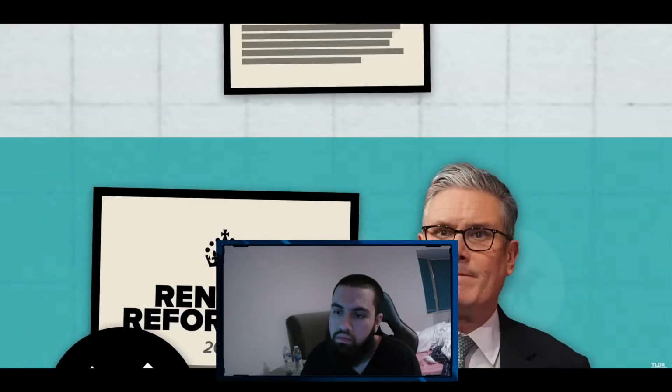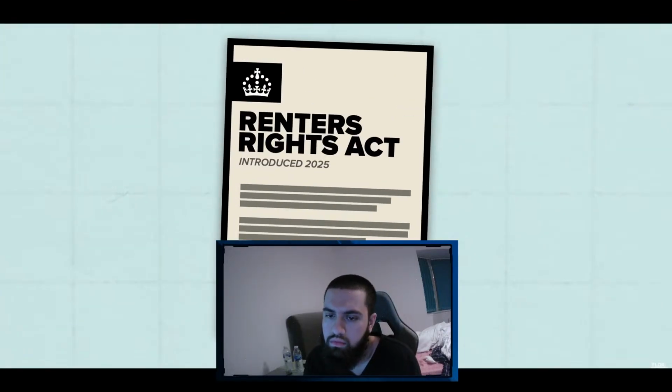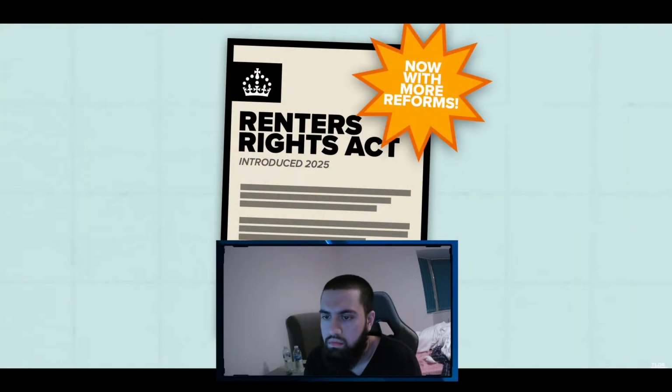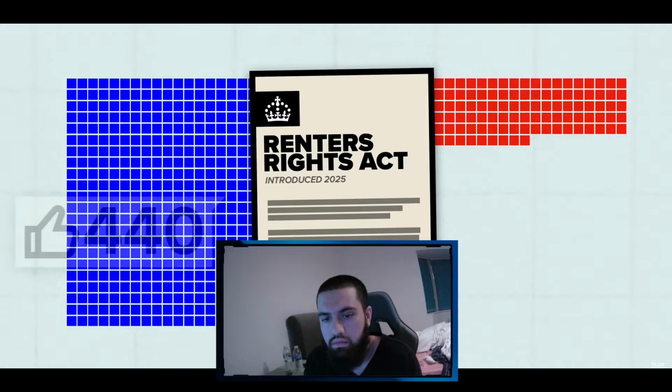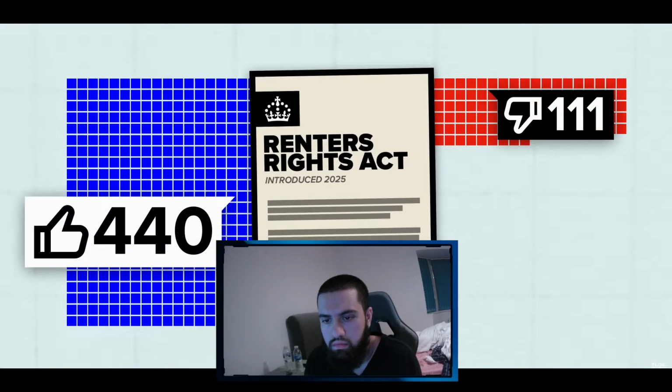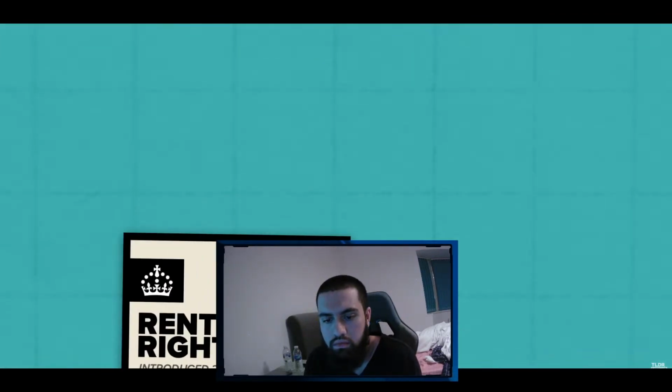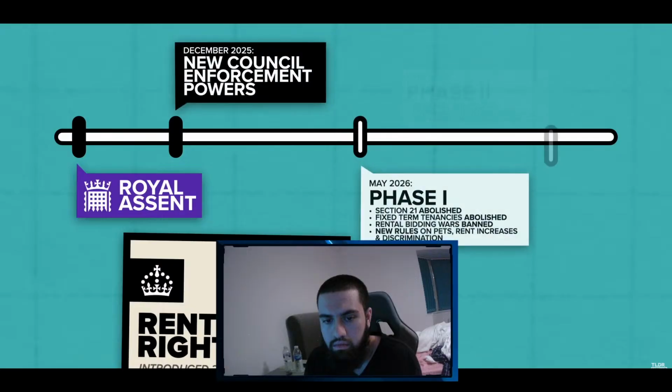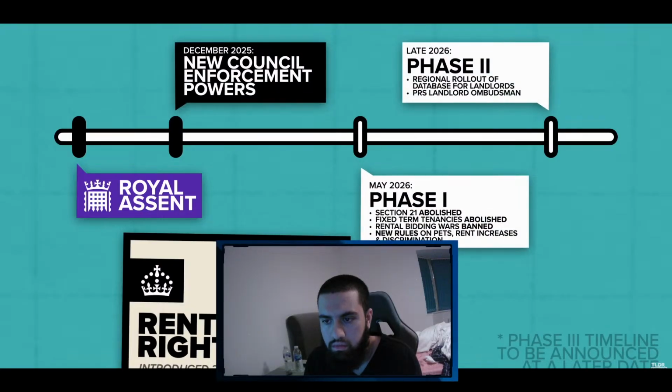Labour instead introduced their own Renters' Rights Bill, which introduced their own provisions aimed at improving life for tenants, while carrying over some of the provisions from the Renters' Reform Bill. By late 2025, this bill had made it through Parliament, with 440 MPs voting in favour at the second reading, and 111 voting against. In order to give stakeholders, such as landlords, time to adjust, the new rules are being gradually introduced, with many taking effect from the 1st of May, and further changes being rolled out later in the year.